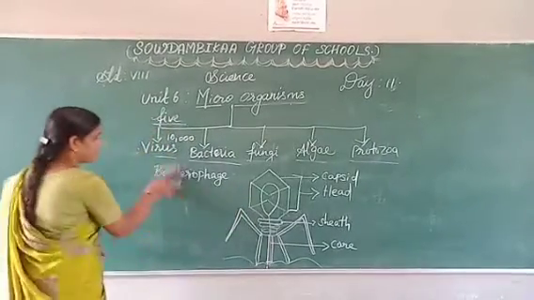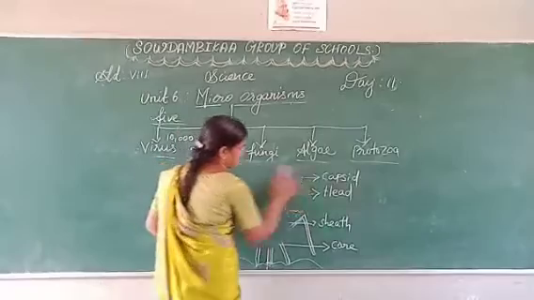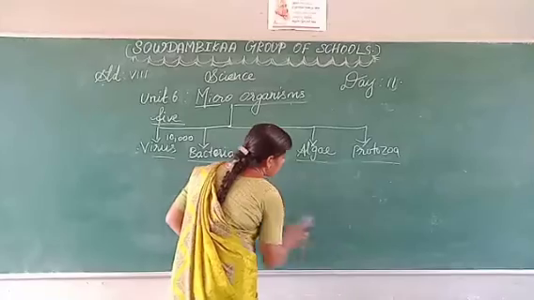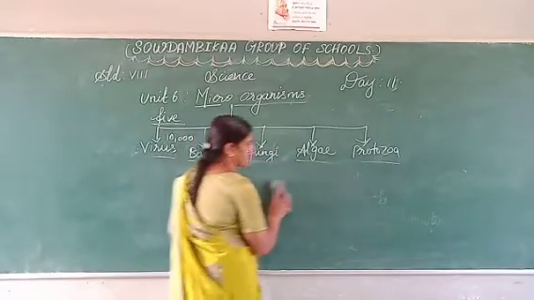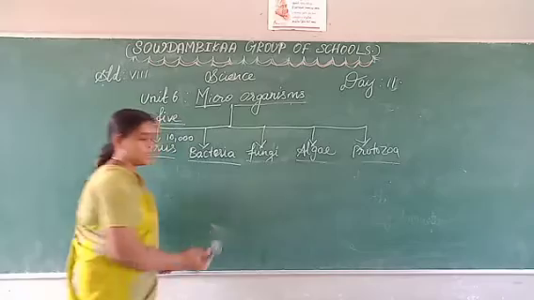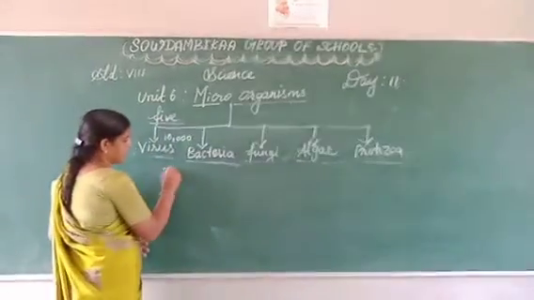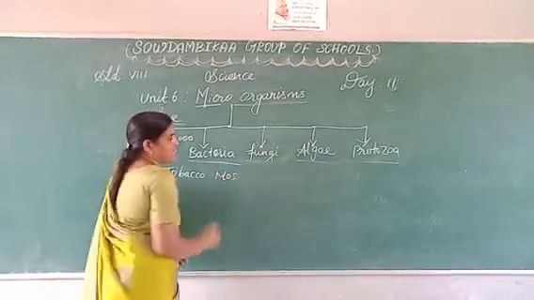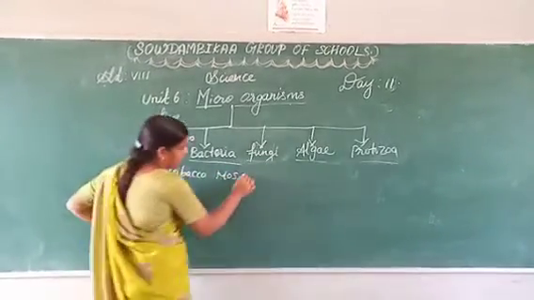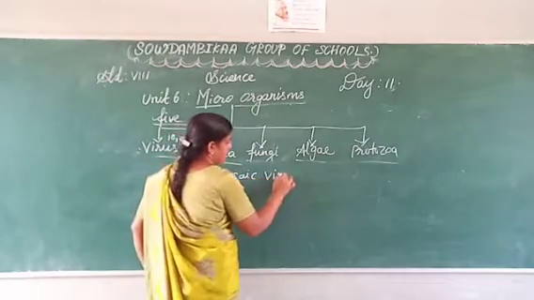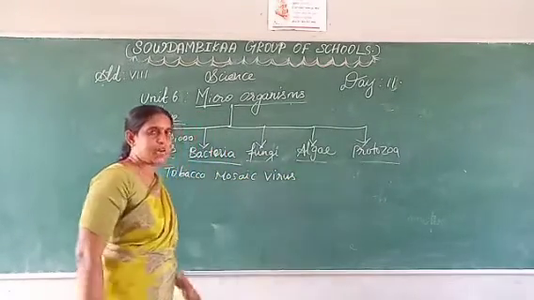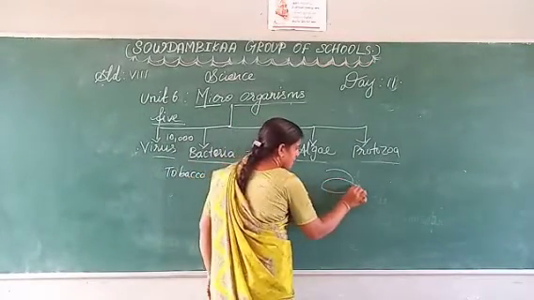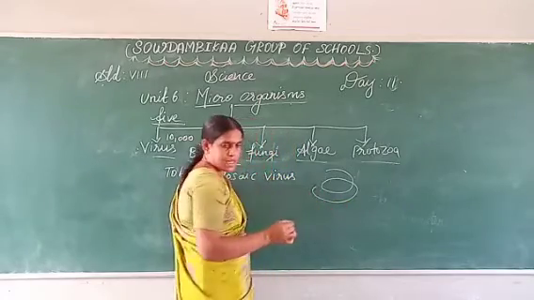Next diagram. The next diagram is the tobacco mosaic virus. The virus that affects the tobacco plant. Tobacco mosaic virus. Everyone take a pencil and paper, follow me.